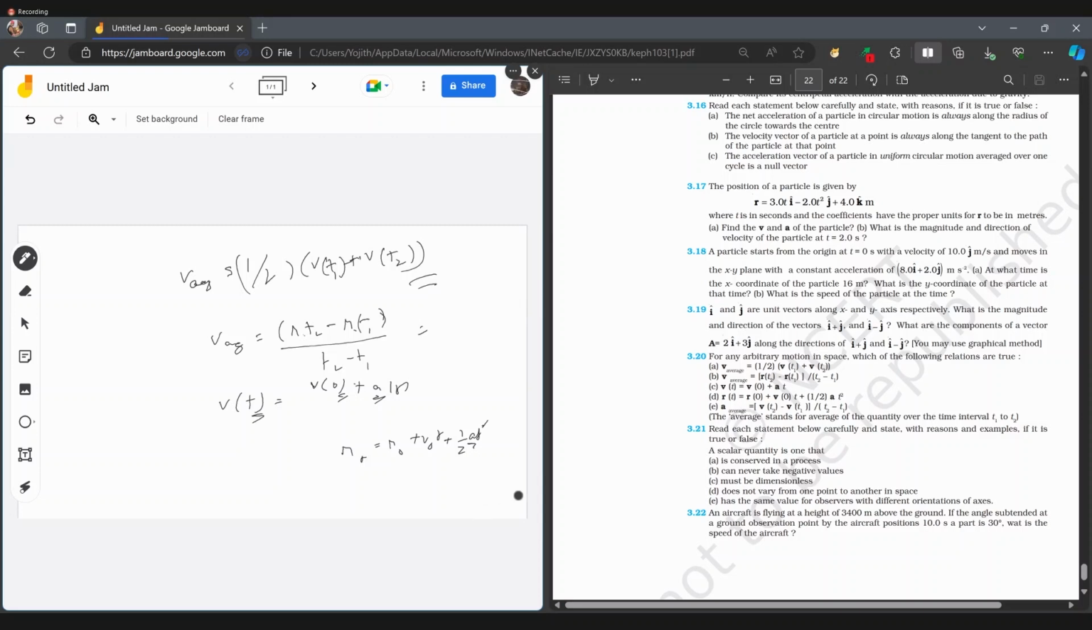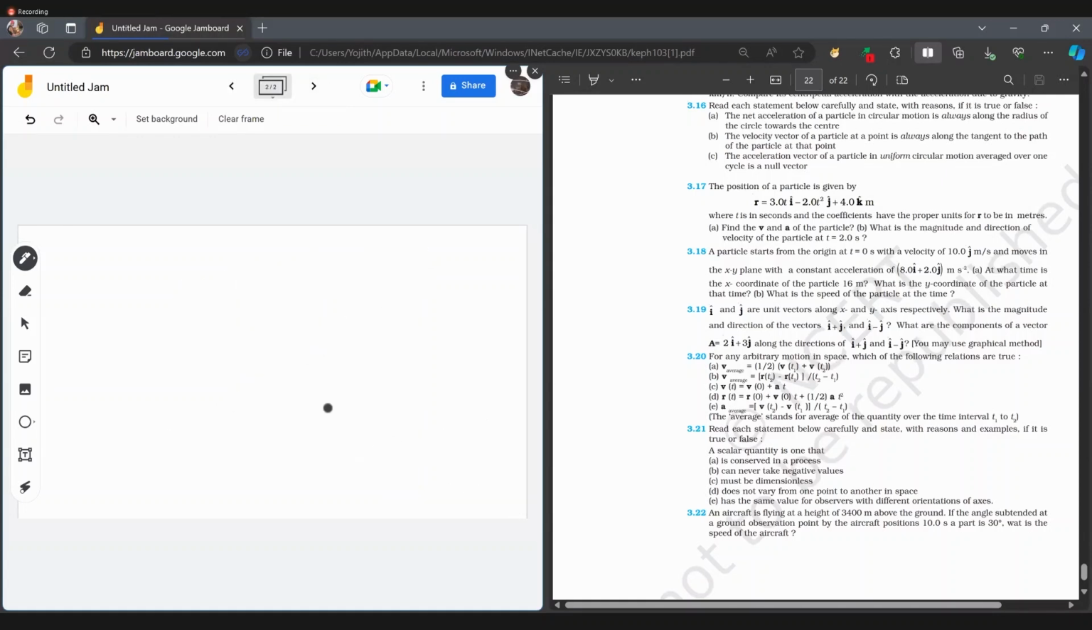Next, read each statement below and carefully state with reasons if it is true or false. Okay, a scalar quantity is one that is conserved. Okay, and a scalar quantity can never take negative values. False. Okay, first false, second false. ఎందుకంటే scalar can be negative like temperature. Okay, and then must be dimensionless. False. Energy dimensions ఉంటాయి, temperature dimensions ఉంటాయి.